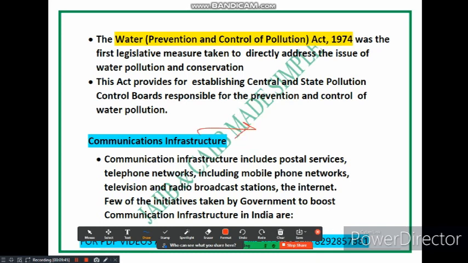Fine. Now let's talk about communication infrastructure. It refers to the systems and networks that enable the exchange of information and facilitate communication between people. It includes various components that support communication services such as postal service, telephone network, television, etc. So what are the government initiatives? The Indian government has implemented several initiatives to enhance communication infrastructure throughout the country. These initiatives aim to improve connectivity, expand access to communication services, and promote digital inclusion.